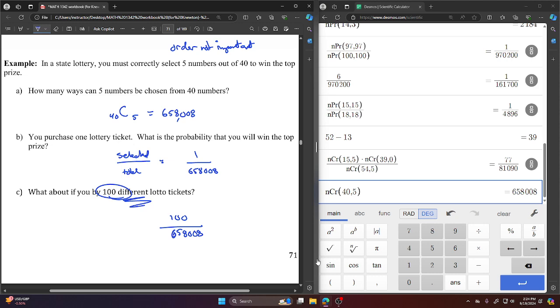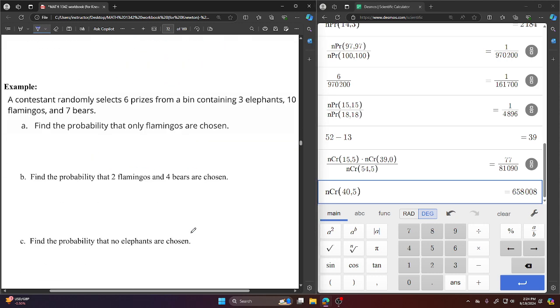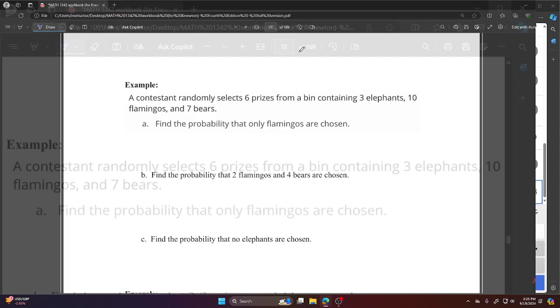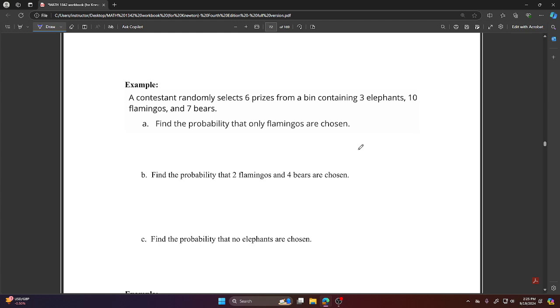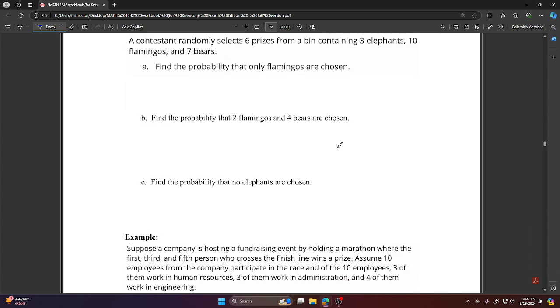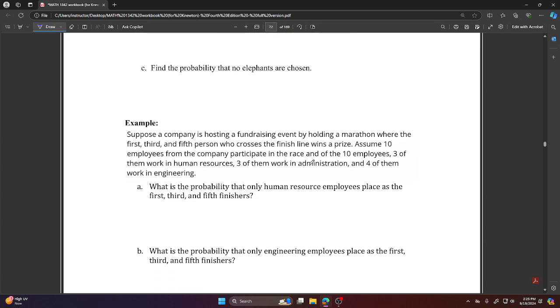I'm gonna keep cruising. All right. Contestant with 6 prizes in a bin. There's 13 elephants, flamingos, and bears. What in the heck just happened? Do I have answers for this one? The flamingos and bears. Actually, I have answers, but I scratched through them because they're wrong. I'm not going to do it.